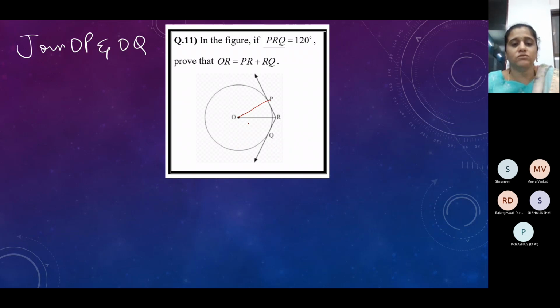Join OP, join OQ. Now, radius is perpendicular to tangent. So there's 90 here and 90 here, correct? So that means OPR is a right triangle, and this one is a right triangle too. What is this full angle? What's the measure of this full angle? 120.